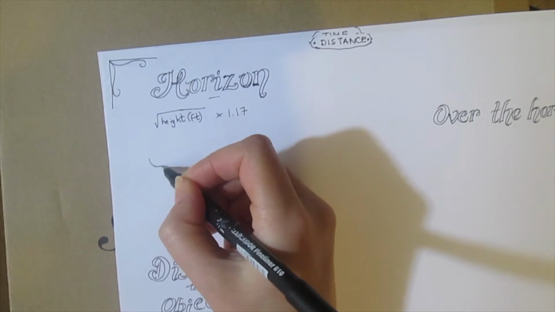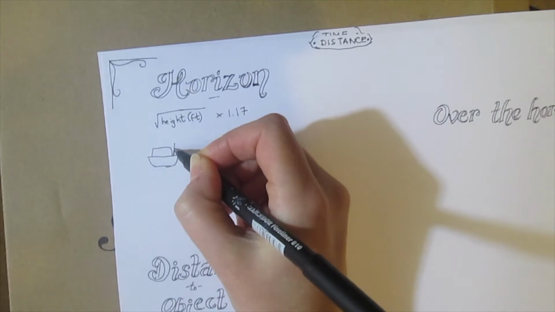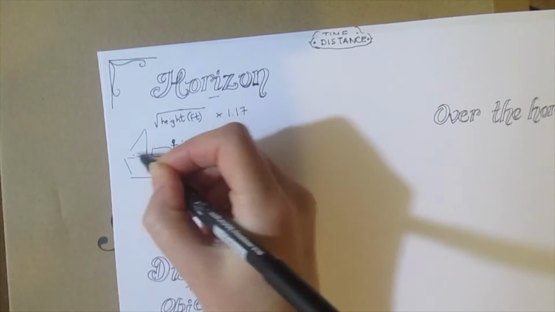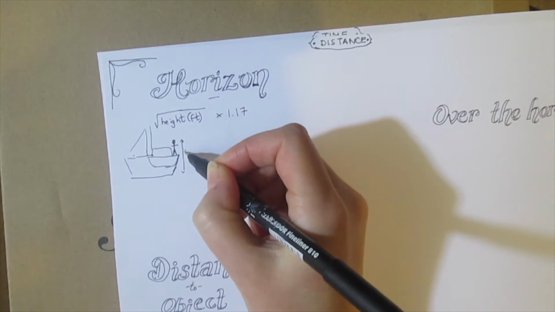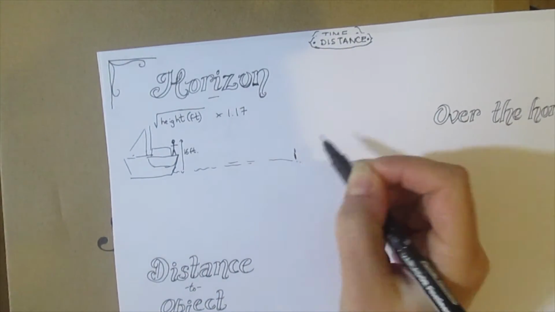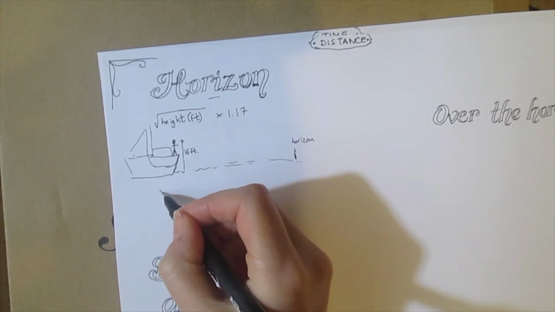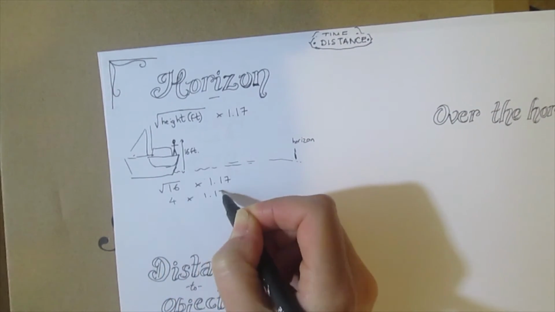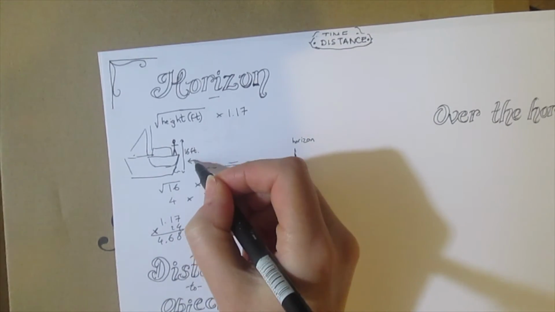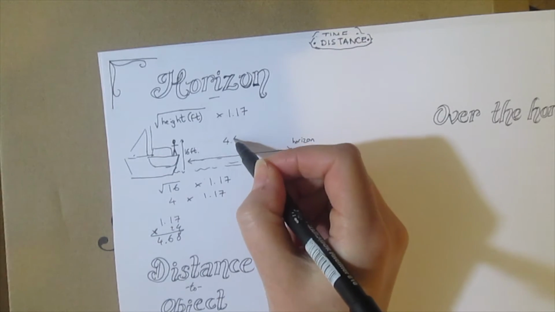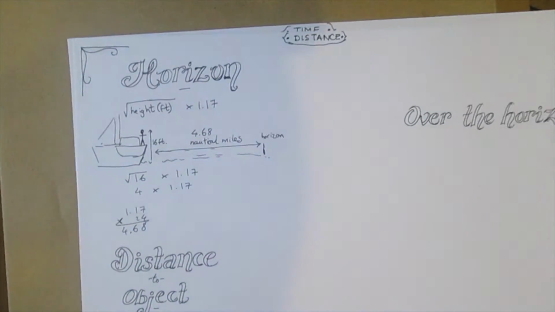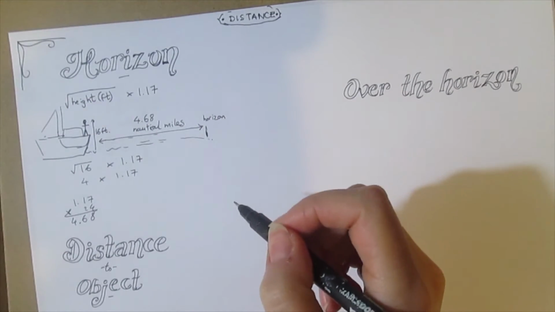That is the square root of your height above sea level, ground level in feet, multiplied by 1.17. So let's imagine you are maybe 6 foot, you're on a boat, which adds another 10 feet above sea level. So the total height of your eyes is 16 feet. You want to know how far away you can see. So square root of 16 is 4, multiplied by 1.17 is 4.68. This gives you the answer in nautical miles, 4.68 nautical miles. A nautical mile is about 1.85 kilometers.